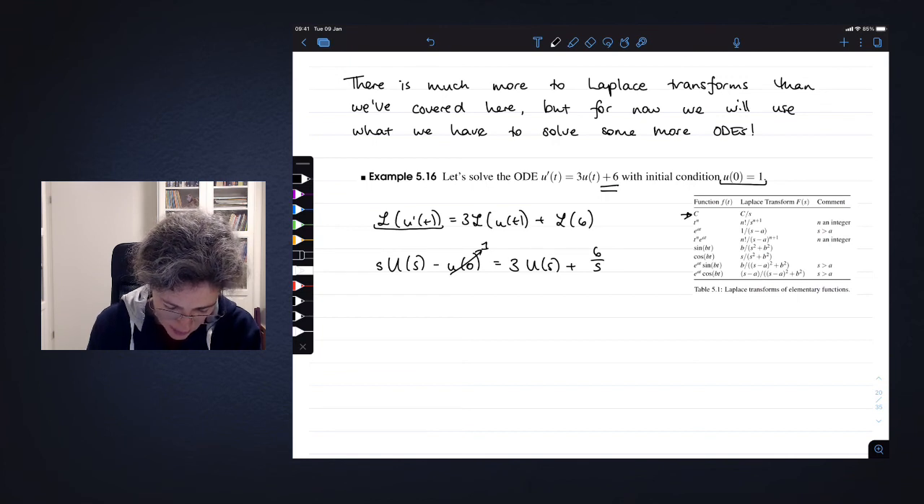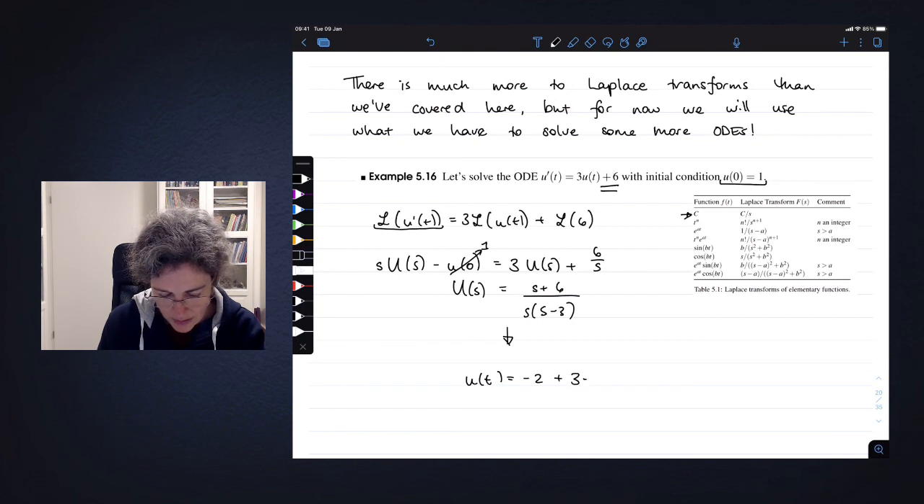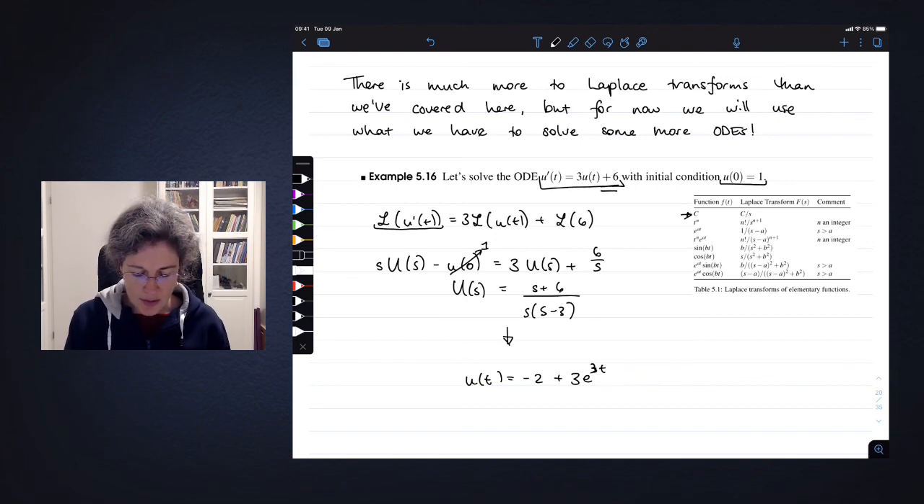So we have, if we do some algebra, big U of s is (s plus 6) over s times (s minus 3). And either plug this into Matlab, or if you're feeling brave, do partial fractions. And the answer that you'll find is that u of t is equal to minus 2 plus 3e to the 3t. You could, of course, have solved this in one of the other ways that we've learned, because this is linear first order, so we know how to deal with those. And you might want to do that just to practice and check that you get the same answer.